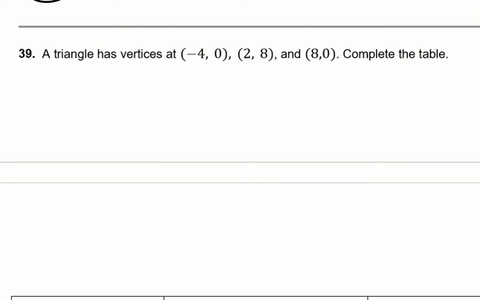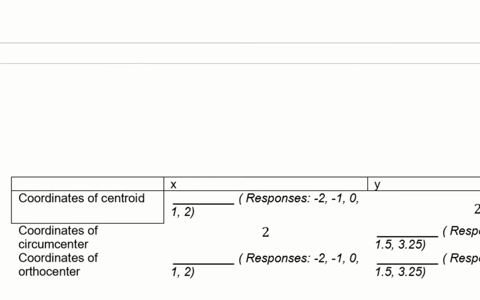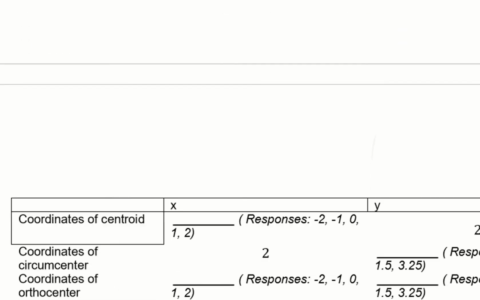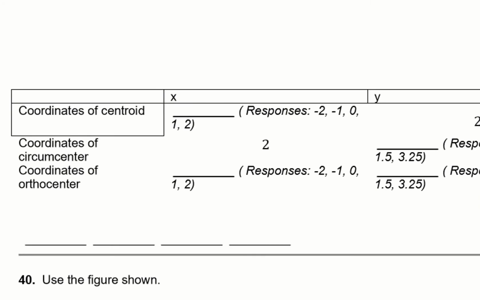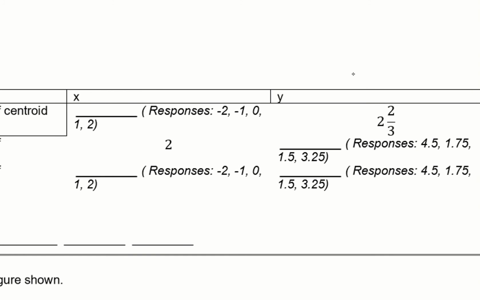A triangle has vertices at (-4, 0), (2, 8), and (8, 0). Complete the table. We're going to finish off with this problem because there's a lot going on in this problem, and there's a lot of steps that are involved. So let's go ahead and find the centroid first. We want to find out the x and y coordinates of the centroid. We know that the y coordinate is 2 2/3, but I'm going to show you how to find both coordinates.